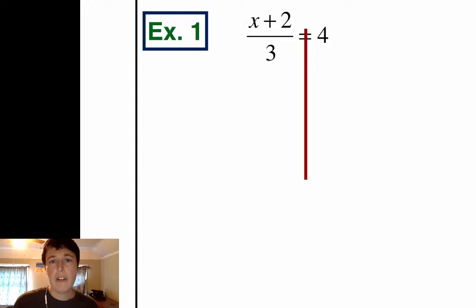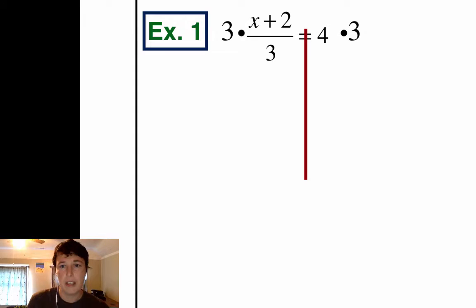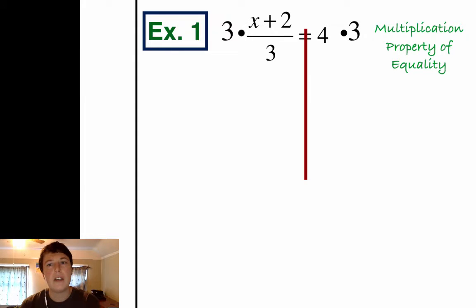So I'm going to start with the 3 first because the whole fraction is in this problem. We got to get rid of it. So fractions mean divide. The opposite of division is to multiply. So we are going to multiply by 3 on the left and the right. And when we do that, the multiplication kind of undoes that fraction, undoes that division. And we name that the multiplication property of equality because we're multiplying equally on both sides.